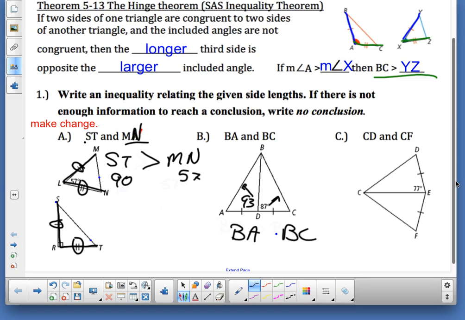Which one's the alligator going to eat? Are you okay that it's going to eat BA? And it's because that's across from the 93 degree angle. So it's going to eat BA. BA is bigger than BC. Okay. Now, we use supplementary angles there. Look at C. Can we use supplementary angles here?